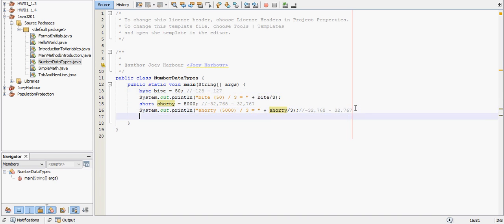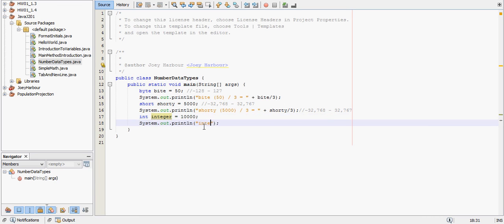Let's see, we need a byte is negative 128 through 127. The next data type we're going to go over is an integer, which is what it sounds like, except we're just going to call it int. We'll name it integer. Again, we could type anything for byte, shorty, and integer, it's just easy to remember. We'll go ahead and make this 10,000. Integer, 10,000 divided by 3. Again, this will not be equal. This won't actually be the right answer because it's not going to give me a decimal. It's just going to drop the decimal.